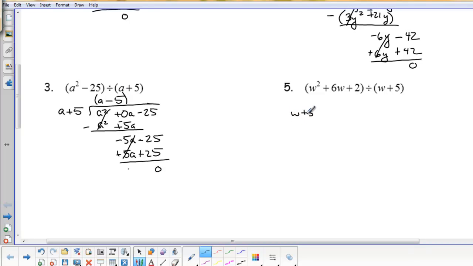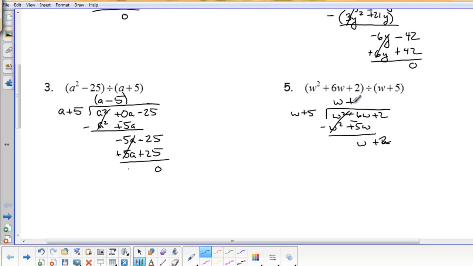w plus 5 divided by w squared plus 6w plus 2. What number times w equals w squared? W. Multiply the w through every number in your binomial, and I get w squared plus 5w. Draw the line, change every sign, cancel those out, and I get w plus 2.